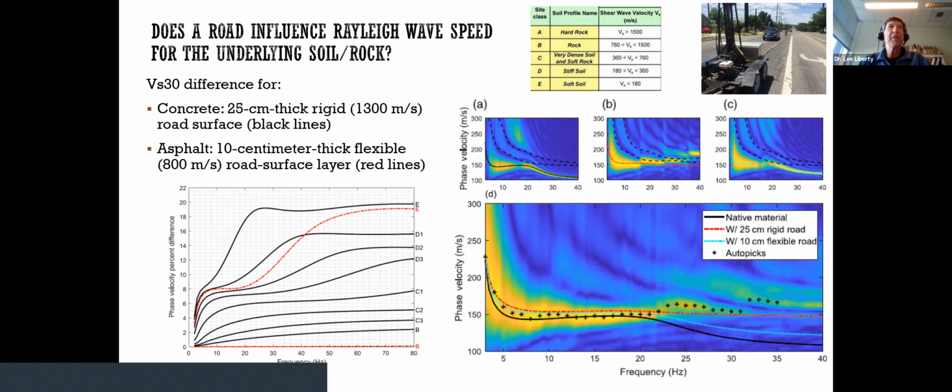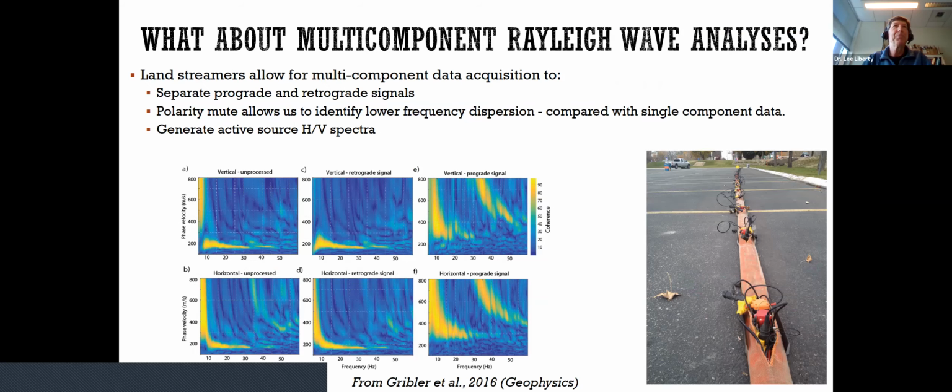And for the asphalt case, for high shear wave velocities, so the B class would be faster than 760 meters per second, we don't see an effect at all. And no surprise, with lower frequencies we're probing to greater depths, so we have less of an influence of the road surface. At higher frequencies or at slower shear wave velocities of the underlying soils, we have a larger effect, upwards of 20%. So that's something to consider when we do these land streamer measurements on roads that are either concrete or asphalt. There does need to be a calibration.